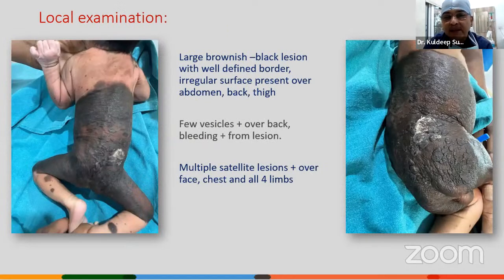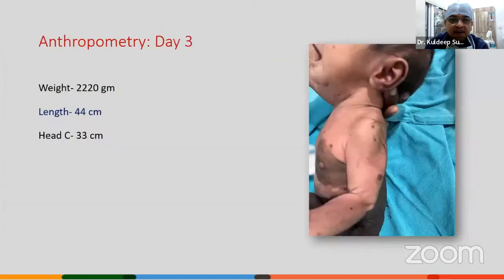Now, this is how the child came. This child came at day 3 of life with a large brownish blackish lesion with well-defined borders and irregular surface present on the abdomen, back and thigh. There are a few vesicles. Some of those vesicles got broken, and some showed a small amount of bleeding. There were multiple satellite lesions all over the face, chest, and all the limbs. So this is one of the most extensive lesions I have seen in my practice.